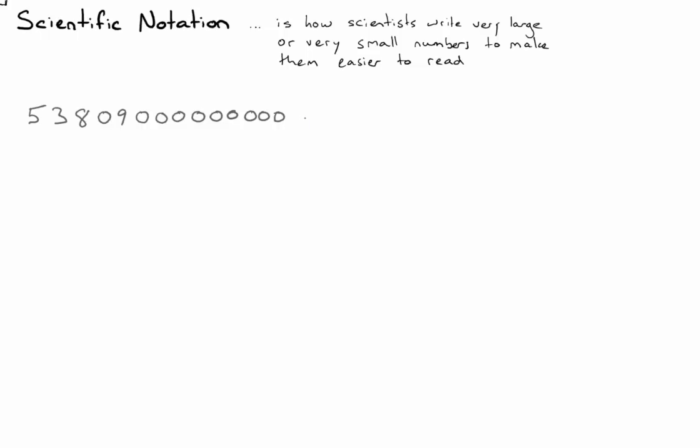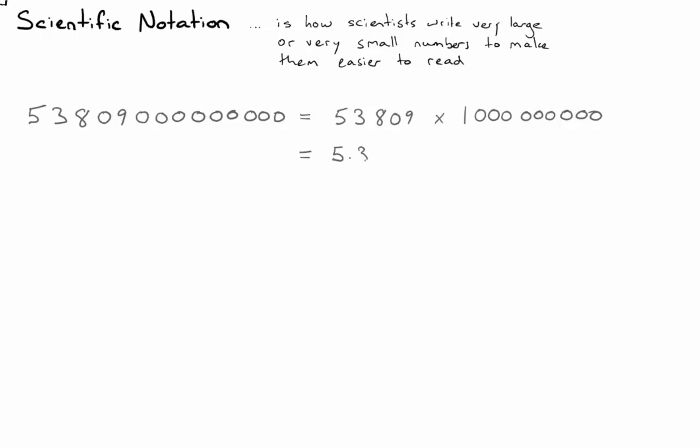So what we could do is write it like this. We could say it's 5.3. Actually, we could do it like this. We could say 53,809 times a 1 with 9 zeros after it, which is also kind of a bit awkward to read, so let's make it even simpler.